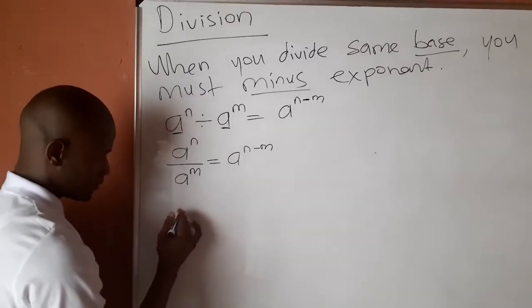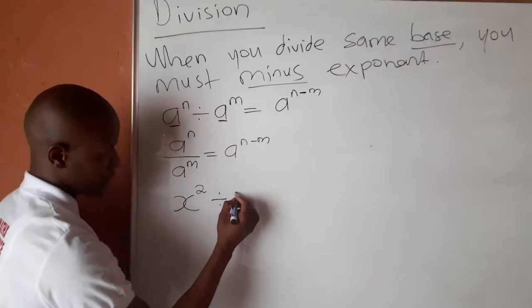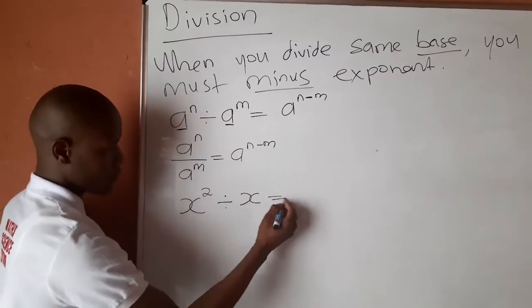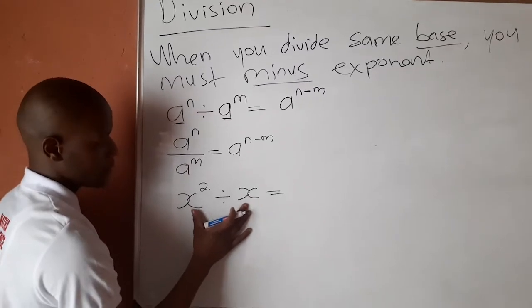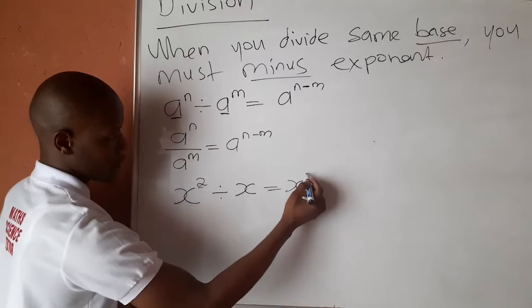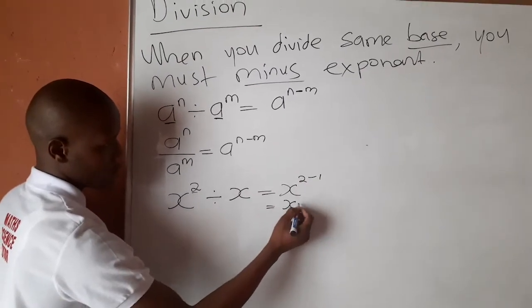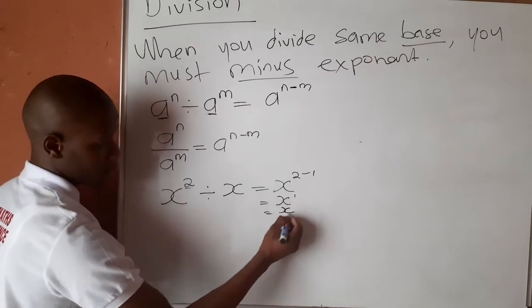So x to the power 2 divided by x is going to be, the bases are the same, therefore we minus the exponent. So it's x to the power 2 minus 1, which is the same as x to the power 1, which is x.